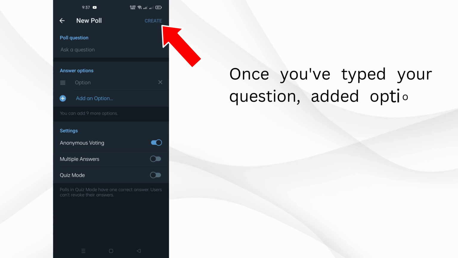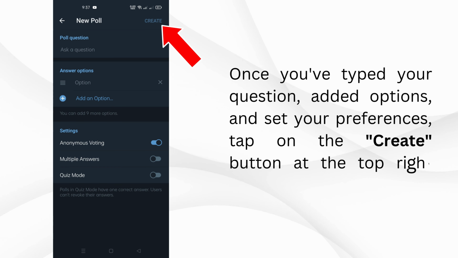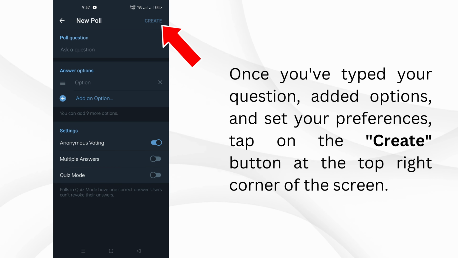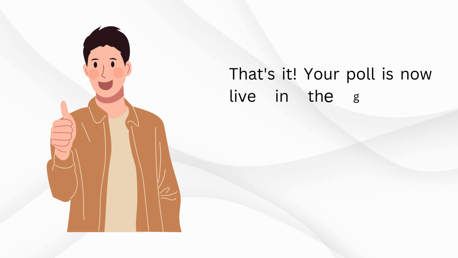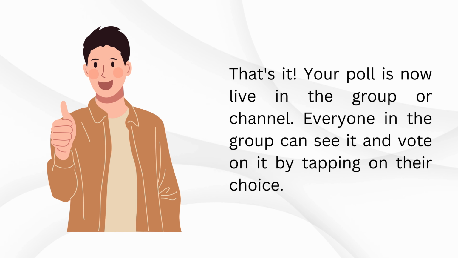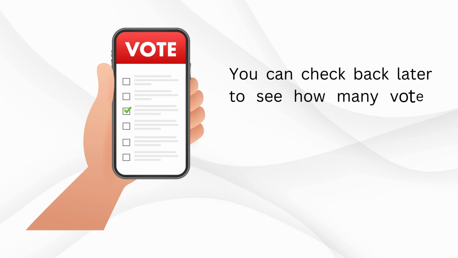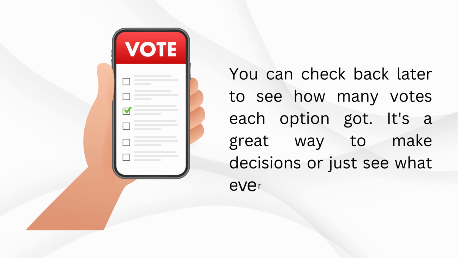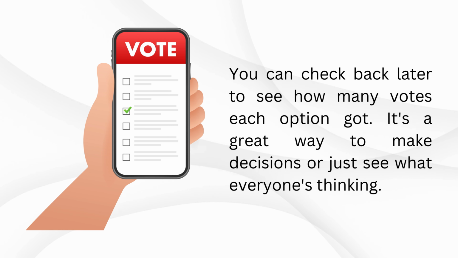Once you've typed your question, added options, and set your preferences, tap on the Create button at the top right corner of the screen. That's it. Your poll is now live in the group or channel. Everyone in the group can see it and vote on it by tapping on their choice. You can check back later to see how many votes each option got. It's a great way to make decisions or just see what everyone's thinking.